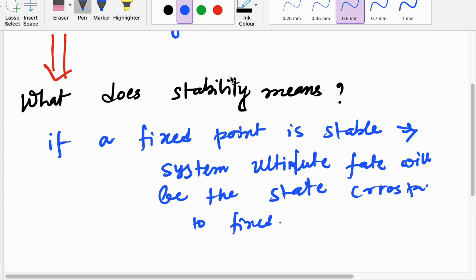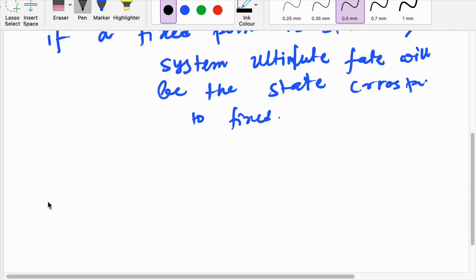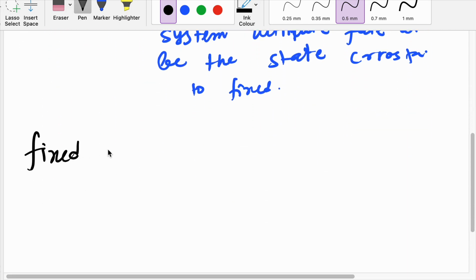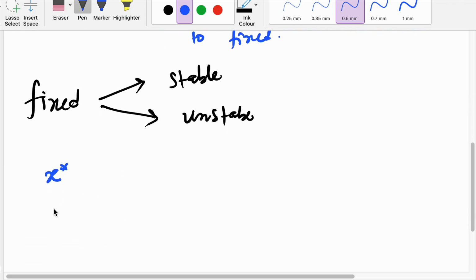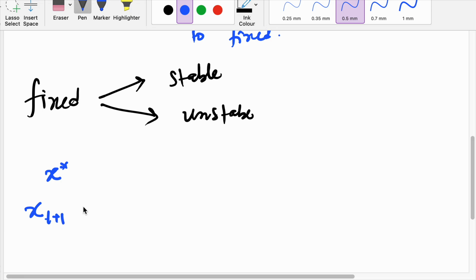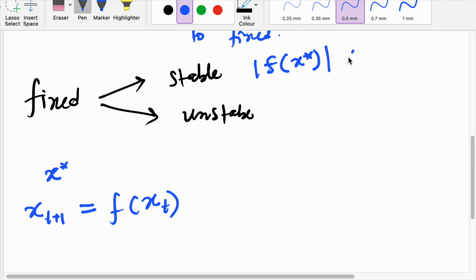We have defined the stability. So a fixed point can be stable or can be unstable. Suppose the fixed point is x star, and my map is f. Suppose x t plus 1 is f of x t, then a stable fixed point means the modulus of f prime at x star is less than 1.